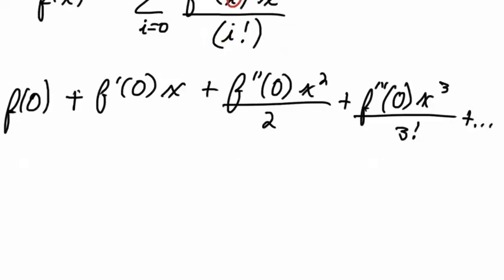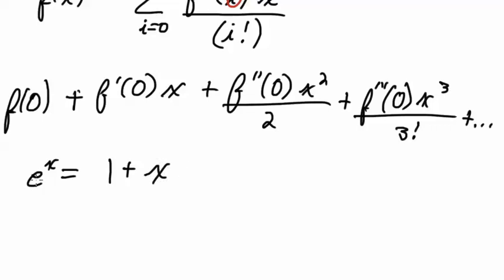As an example, let's start with e to the x. That's a simple one. E to the x is equal to e to the 0, which is 1, plus the derivative of e to the 0 is also 1.